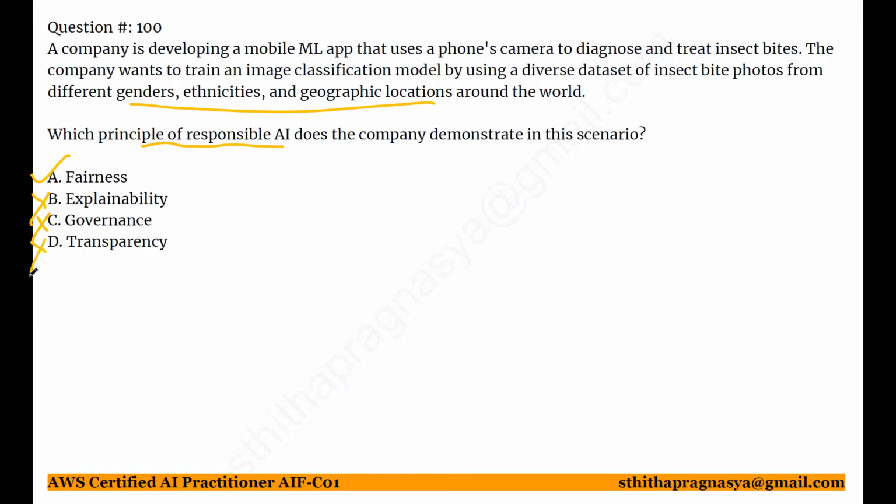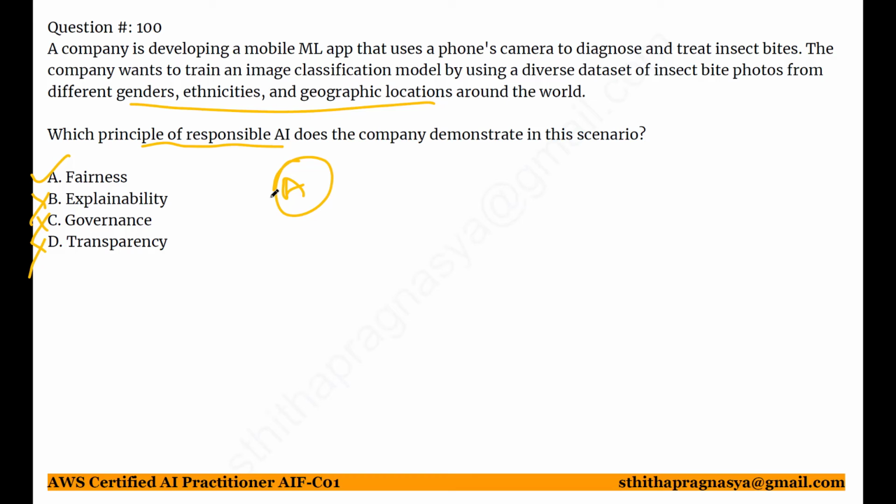And finally, transparency involves providing clear information about how an AI system is built, how it operates, and its limitations. While transparency is important, it is not directly demonstrated by the company's action of collecting a diverse data set for training. So this is also incorrect, as this scenario does not directly address transparency. So what is the answer? Answer A, fairness. Not just AI models, even humans need to have this principle, so-called fairness.